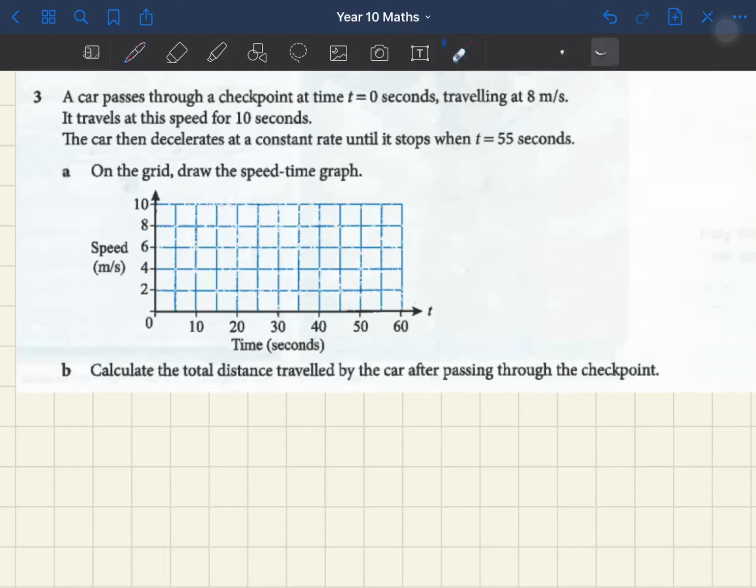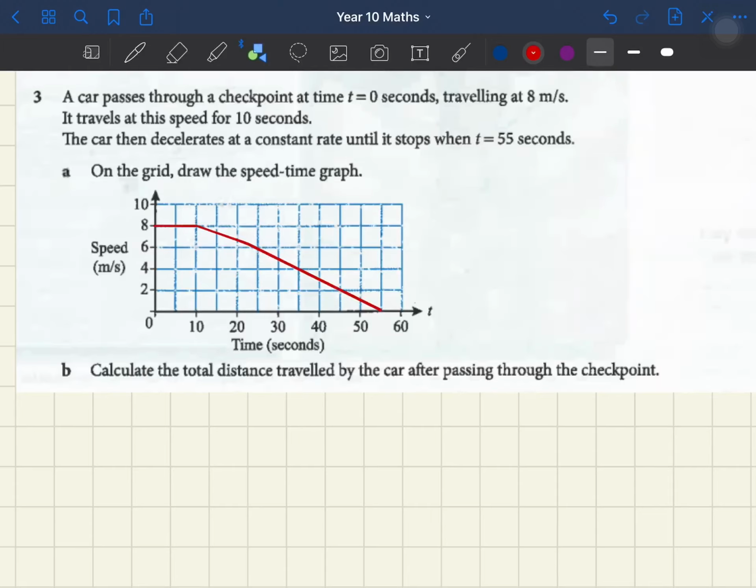So when we start at 0, we are already traveling at a speed of 8 meters per second, and we do that for 10 seconds. It travels at this speed for 10 seconds. The car then decelerates at a constant rate until it stops when t equals 55 seconds. So we have to decelerate, and then come to this point, because the car stops at t equals 55 seconds.